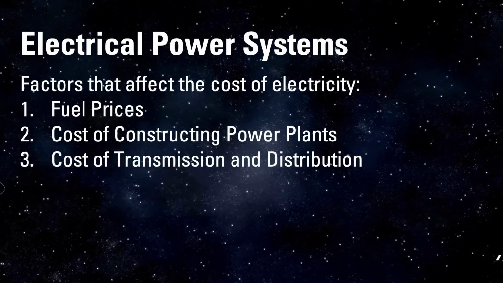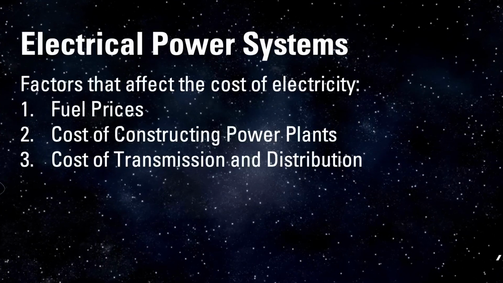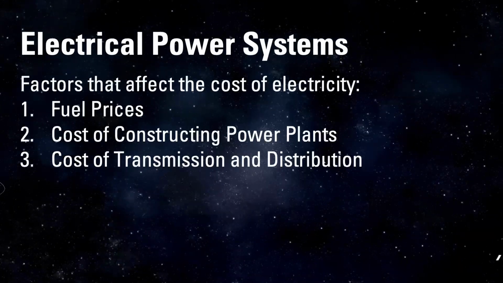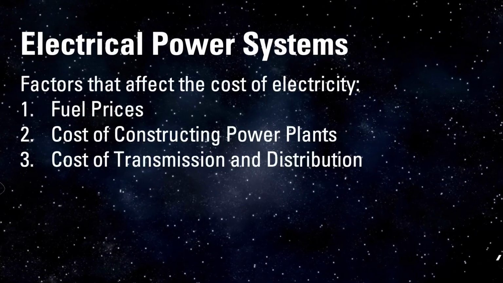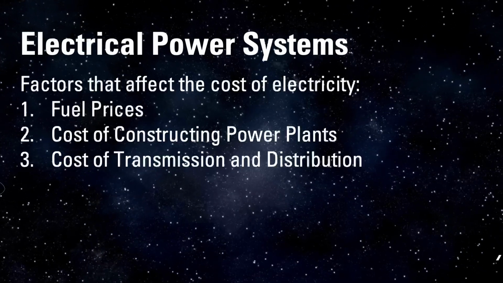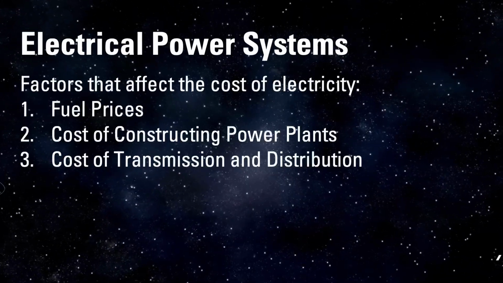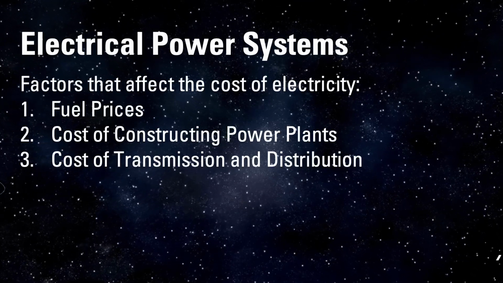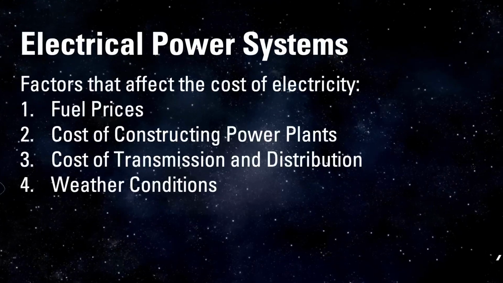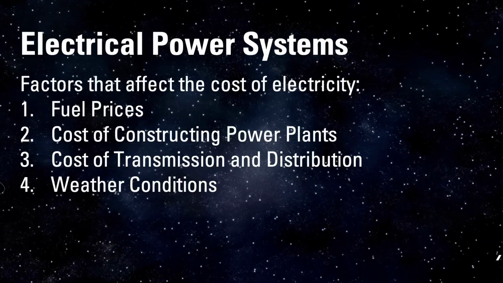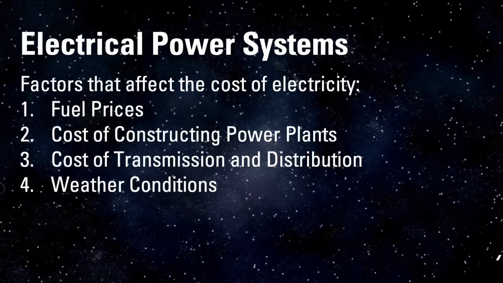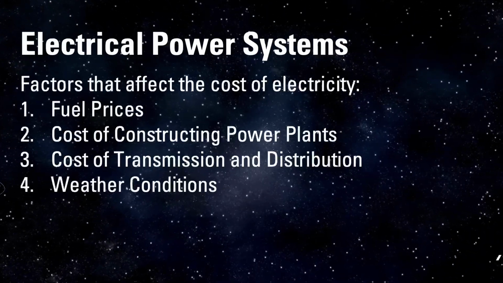The third factor is the cost of transmission and distribution. Transmission and distribution lines cost a lot of money to build and operate. Their effect on electricity cost can depend on the distance between the power plant and the community or area that consumes the electricity. The fourth factor is weather conditions. Weather conditions can greatly affect the cost of electricity. They may also limit the types of power plants that can be constructed in certain areas.